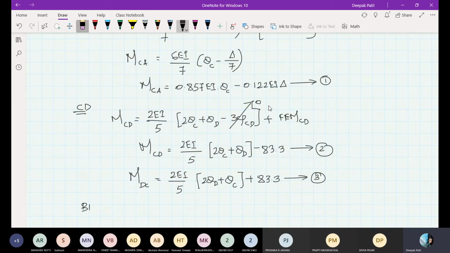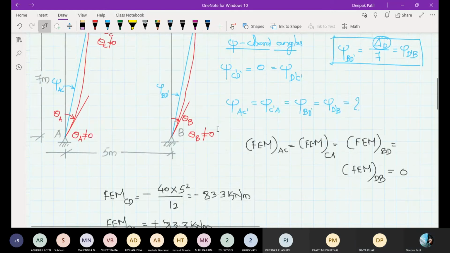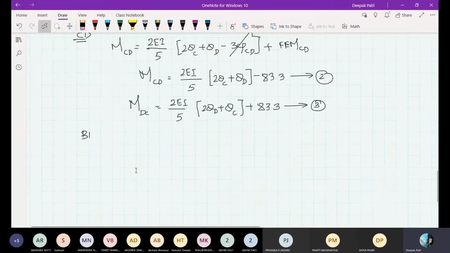Next, the last span, which is DB. DB or BD, both are the same. So let me write for MBD. MBD is 0 because B is a pin support. So MDB will be equal to, I will apply the modified slope deflection equation now.